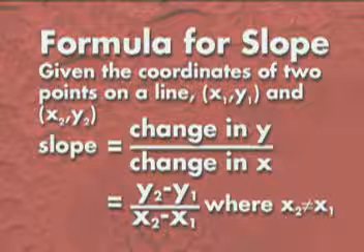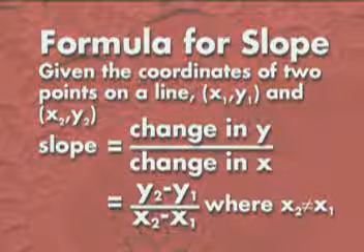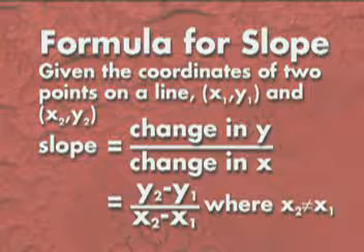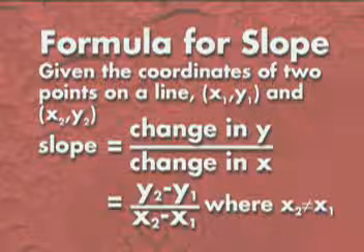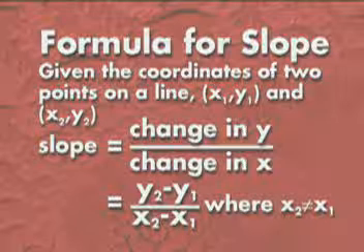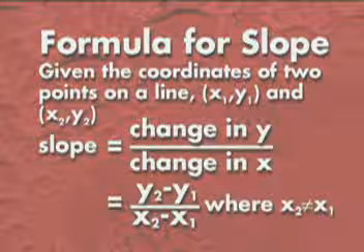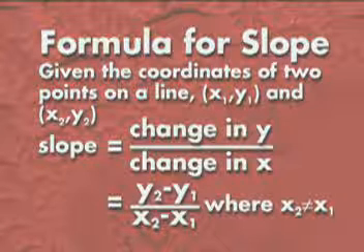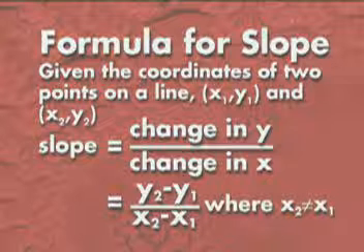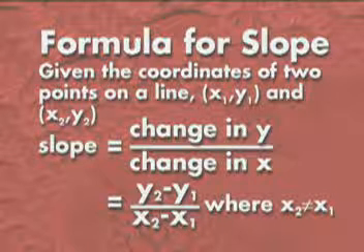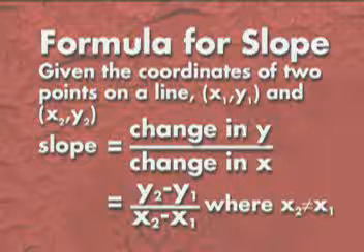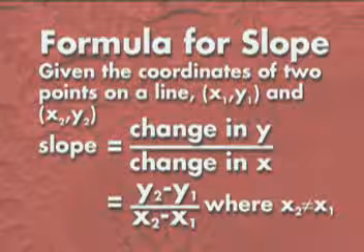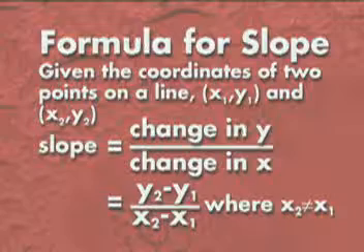Take a look at how this notation is used in the formula for slope. The formula for slope says that if you're given the coordinates of 2 points on a line, x sub 1, comma y sub 1, and x sub 2, comma y sub 2, the slope is equal to the difference in the y-coordinates, y sub 2 minus y sub 1, over the difference in the x-coordinates, x sub 2 minus x sub 1, so long as x sub 2 does not equal x sub 1.